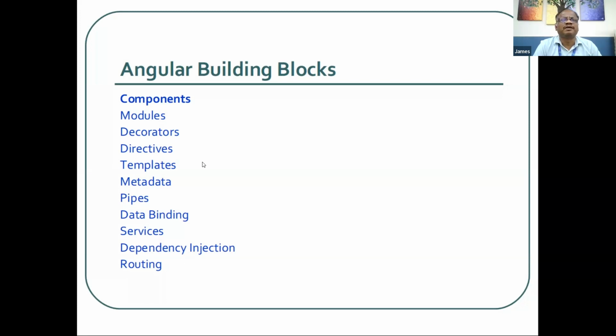How much we can cover, we can cover today. So decorators, directives, templates, metadata, and pipes. I think we can cover at least these five. If we have time, we can go for data binding. Okay, so then we move to the next topic, decorators.